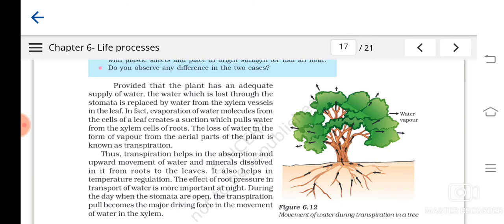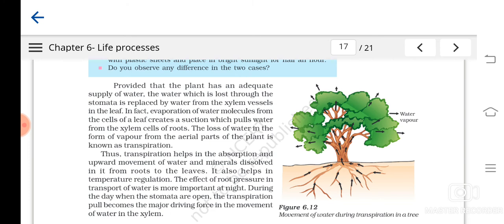So is it clear how it is occurring? So what is transpiration? Transpiration is the loss of water in the form of water vapor from the upper part of the plant. Okay, so transpiration helps in absorption and in upward movement of water and minerals. Then also it helps in temperature regulation. Just imagine these plants are standing in this scorching sunlight, isn't it? But that will not affect the plant because transpiration is continuously taking place in them. Okay, so is it clear?